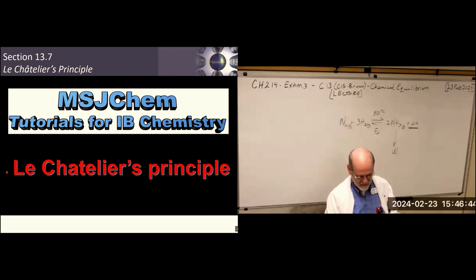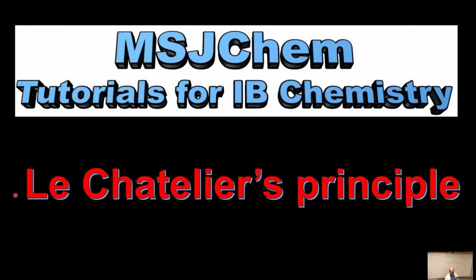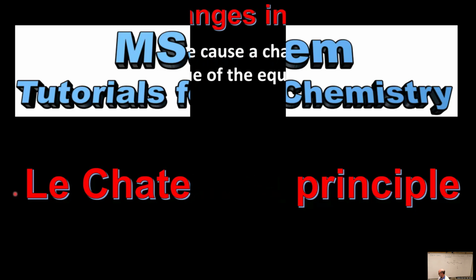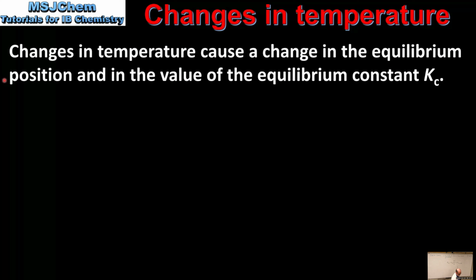So this is going to be our explanation. This is MSJ Chem. In this video, I'll be looking at Le Chatelier's principle and temperature. Changes in temperature cause a change in the equilibrium position and in the value of the equilibrium constant Kc.